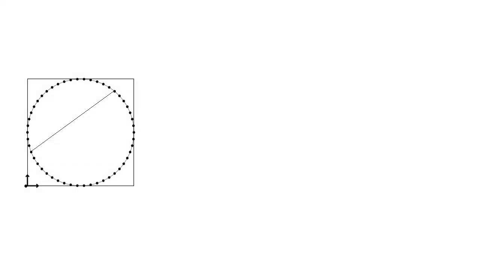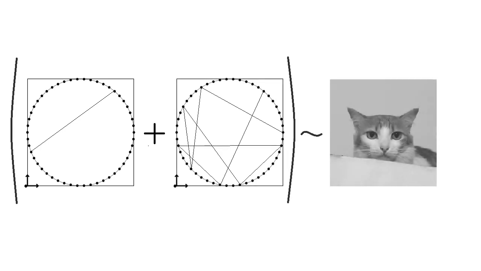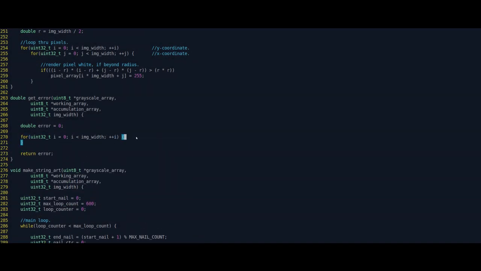So we would want to take the thread we just generated, add it to the accumulation array, and then find the difference between the accumulation array and the input image, the grayscale image. We are basically asking this: if I add this thread going from nail A to nail B to my ongoing portrait and then find the difference between that and the input image, how big is it going to be? It's that simple.